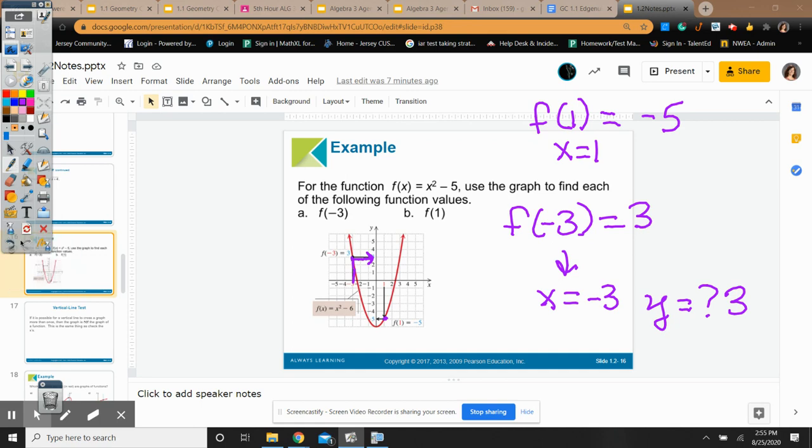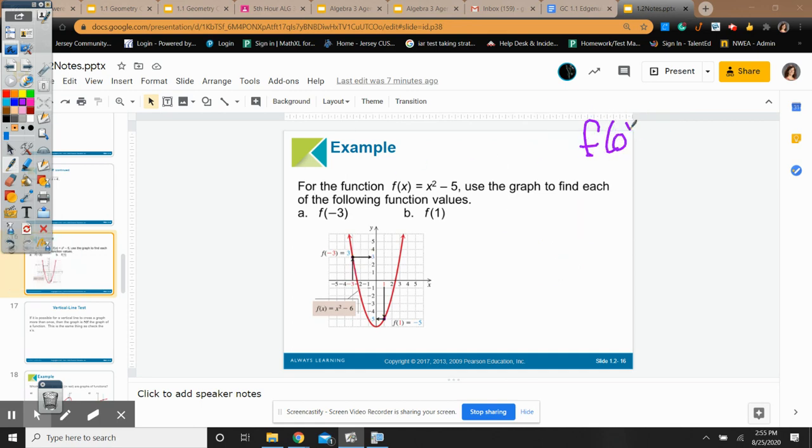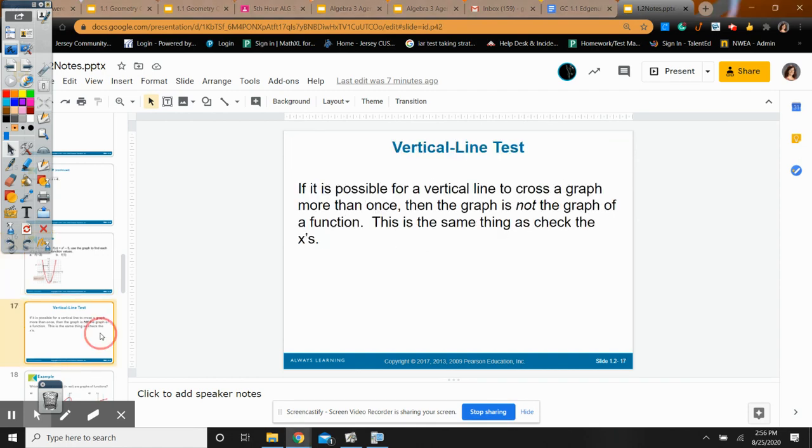If I ask you what f of 0 is, that says x equals 0. What does y equal? Well, x equals 0 right here. Y would be -5. So whatever's in the parentheses is the x value, and we were looking for the y value.